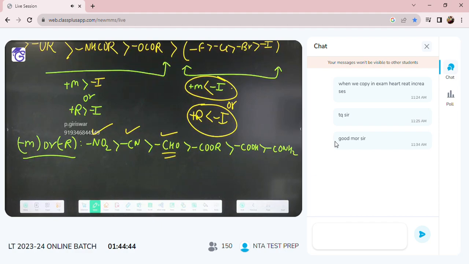CH3 is an alkyl group. It never shows any plus M or minus M. It shows plus I and hyperconjugation. That hyperconjugation will come after resonance. Up to this point written, this order you have to learn properly.